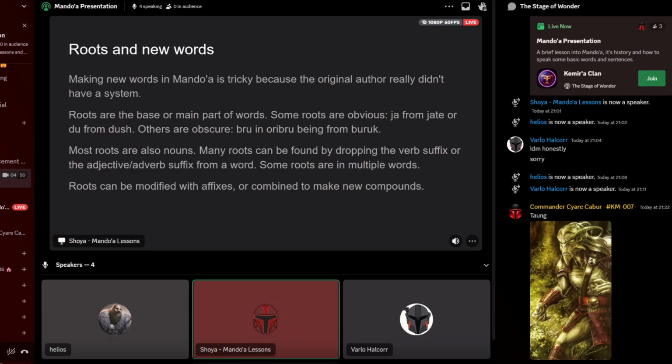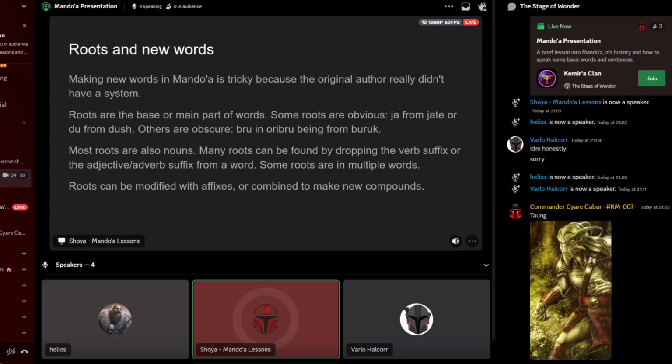So most of the time, a root can be a noun, but not always. Like ja would not be anything by itself. You need the full word jate. But there are some things that are full words by themselves, like ori. Ori by itself is its own word. It's actually not a noun; it's an adjective. Let me think of one that is its own word. I'll think of one later.